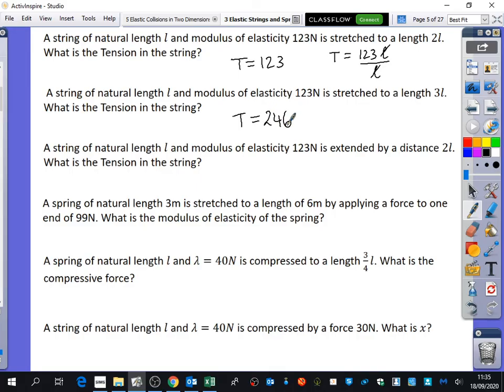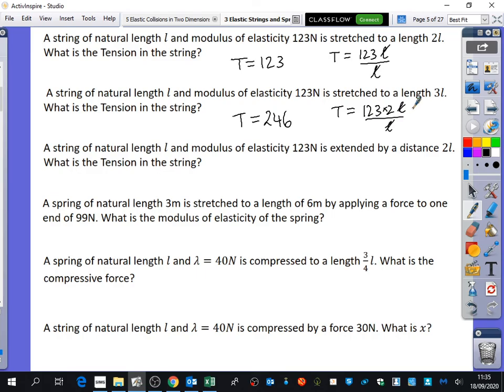So it's actually kind of the way that Sam said it, that each modulus of elasticity adds on an extra natural length, rather than it being proportionally multiplied. Again, you could also just check it by doing the formula: lambda, the extension is 2L over the natural length, so you get 123 times 2 as well. It's quite nice just to see it with the formula.